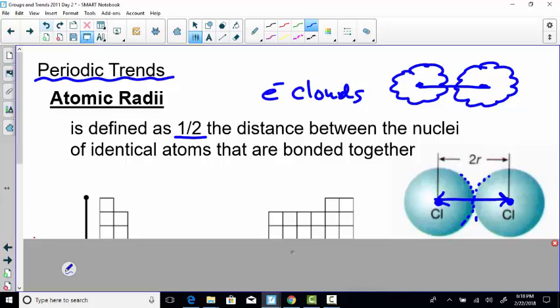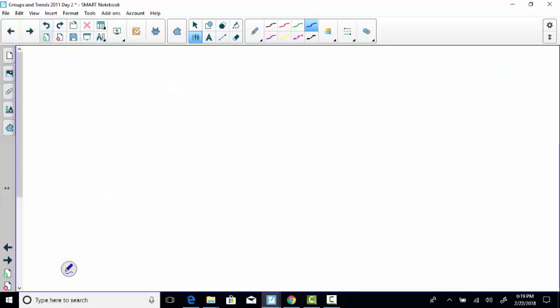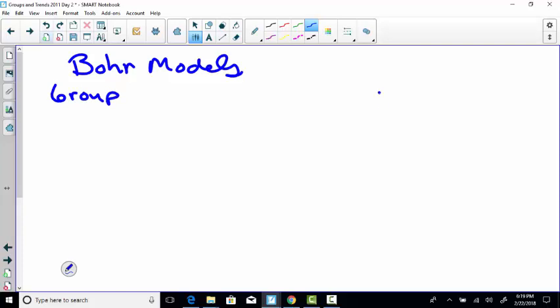Okay? Now, what we want to look at are, what are some of the trends for atomic radius? And actually one of the easy ways to do this is to draw Bohr models. So we are going to draw some Bohr models of atoms. And I'm going to look at 2 different trends. We're going to look at group trends, and then we're going to look at period trends later. So we're not going to look at periods right now. So we're going to look at group trends.